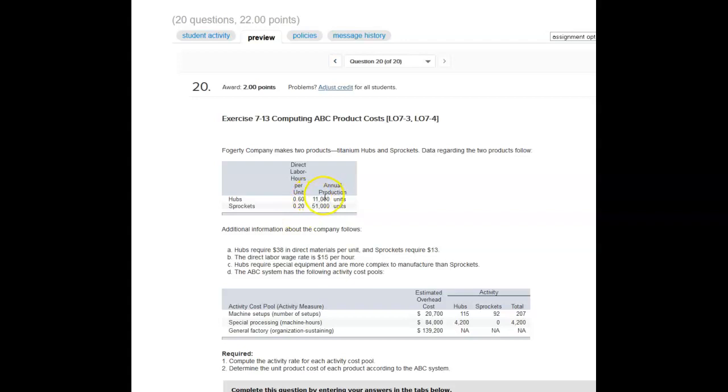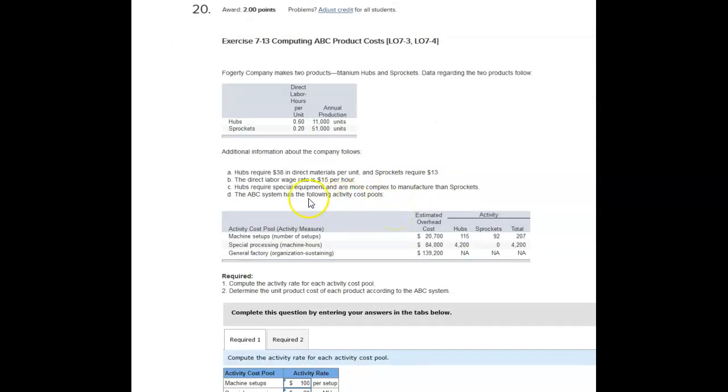Each year, it looks like they produce 11,000 hubs, and 51,000 sprockets. Further information says that hubs require $38 in direct materials per unit, and sprockets require $13. The labor rate is $15 per hour. Now the hubs require special equipment, more complex to manufacture than the sprockets, and we are going to use the ABC system.